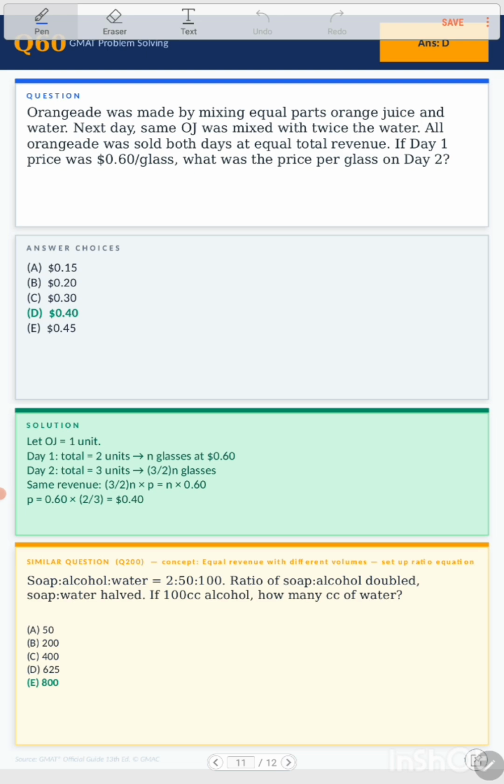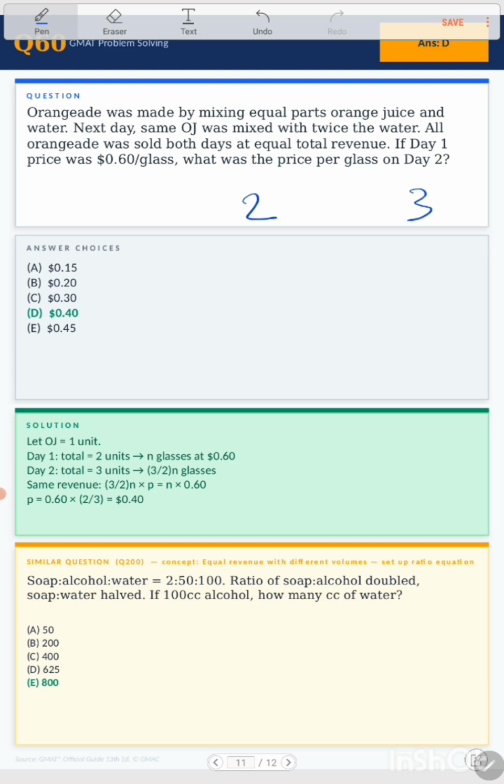So this is somebody trying to be fair. And the first day there were 2 units. And the second day there were 3 units. The most important thing here is the price for the first day. All oranges were sold both days at equal total revenue. So we are looking for total revenue, but the first day we have 2, and the revenue for the one is 0.6.